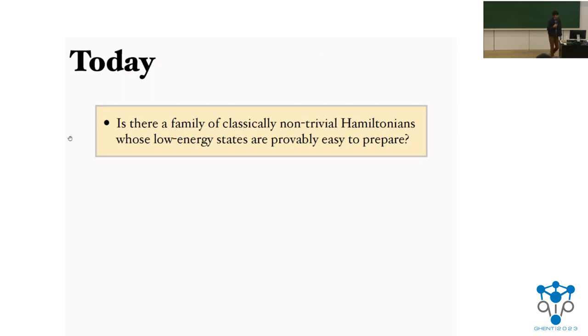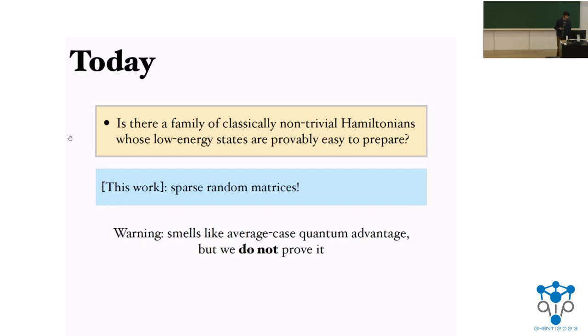So far we have seen a lot of pessimism. So we ask the following question to guide ourselves. Is there a family of classically non-trivial Hamiltonians whose low energy states are provably easy to prepare? And the answer we give today is sparse random matrices. It's actually quite a big family of Hamiltonians that has this property.